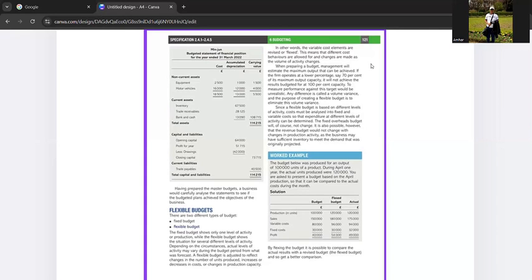So we can estimate this volume variance. We can adjust this volume variance and we can do all that. It's flexible. Did you understand what that means? Yeah, I understand that. Since it's flexible, what they are saying is based on different levels of activity, cost must be analyzed into fixed and variable cost.